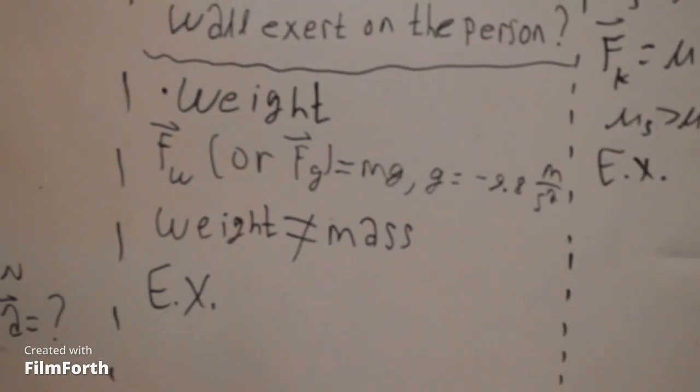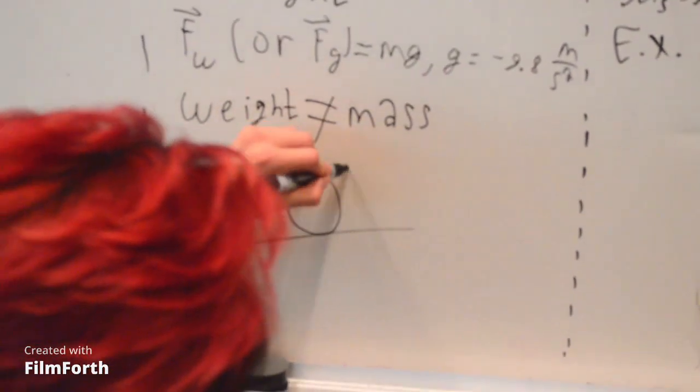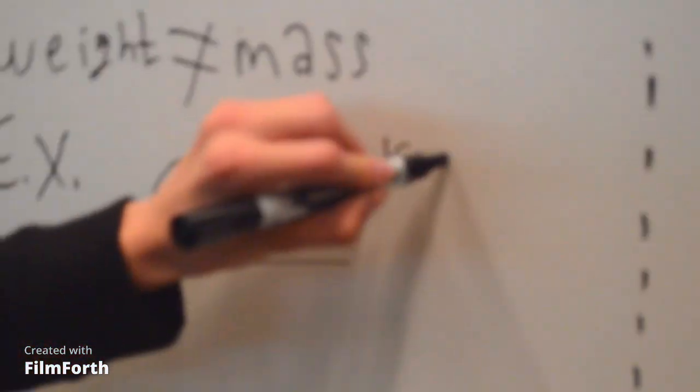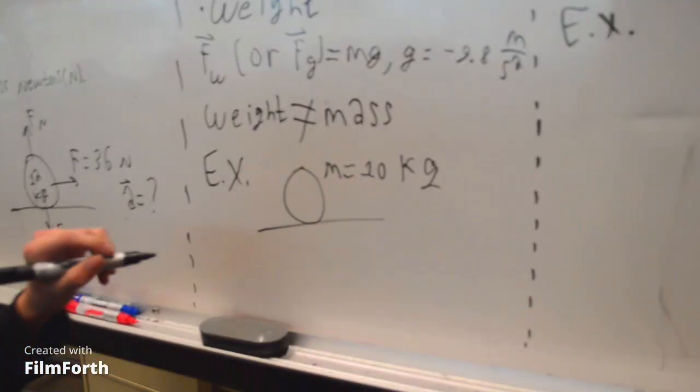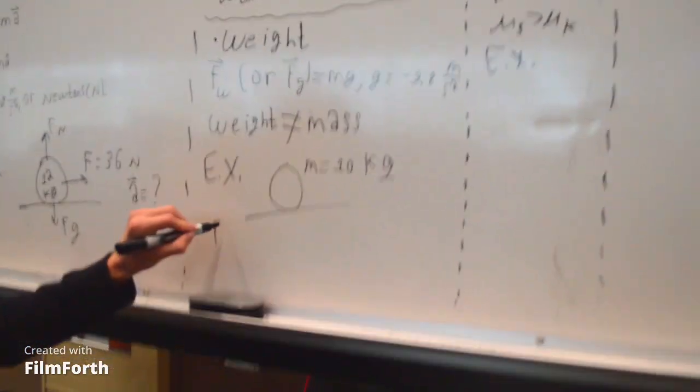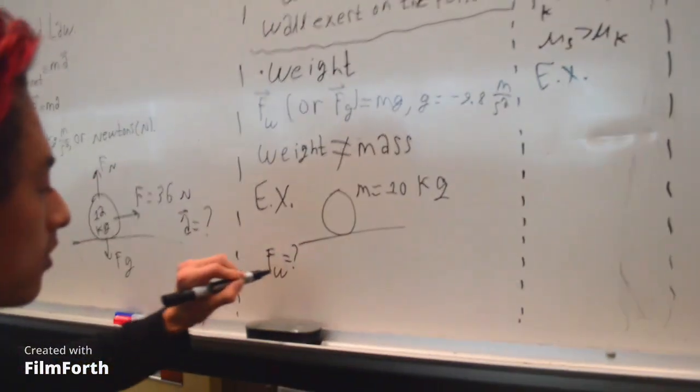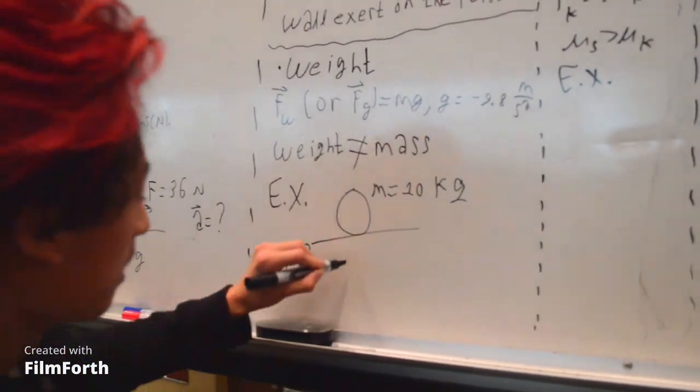So for example, let's say we have a 10 kg ball right here, and we want to find out what is its weight on Earth. Notice how I specifically said Earth, because if I said it was on the moon, the weight will be different than that of Earth. So let's calculate.